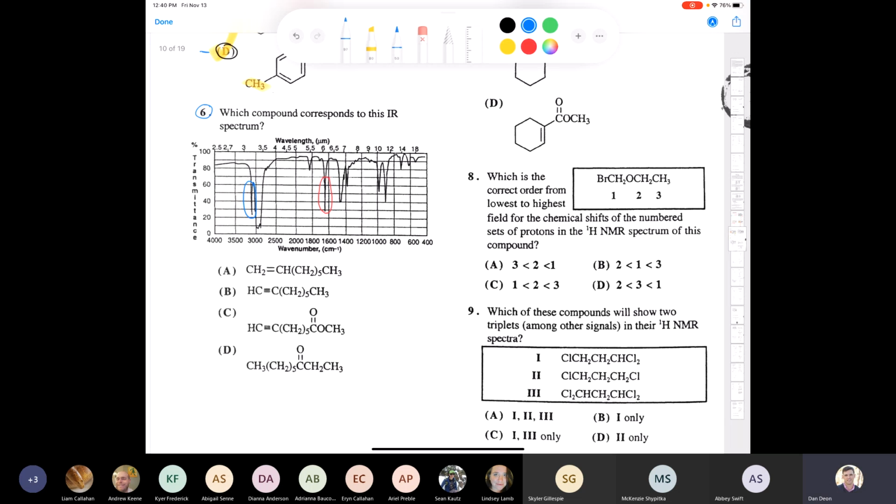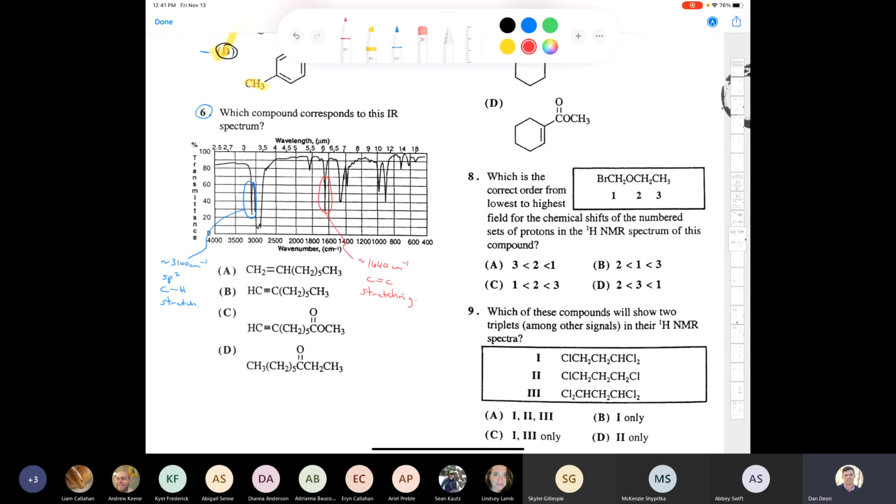The signal in blue is around 3100. This is a result of sp2 hybridized carbon-hydrogen stretching. The signal here, which is around maybe 1640 reciprocal centimeters, is going to come from a double bond between two carbons. So this is carbon double bond stretching.